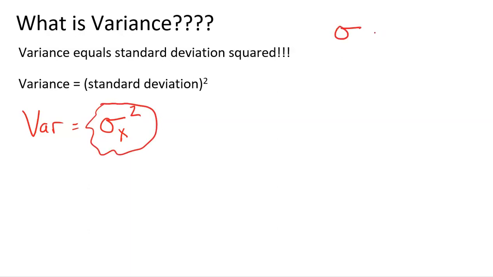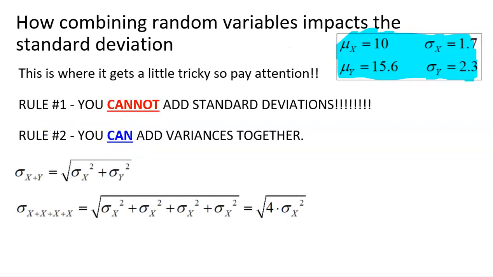Sigma is the standard deviation symbol. Sigma squared is our symbol for variance, literally just the standard deviation squared. So I'm not allowed to add 2 standard deviations together, but I can add 2 variances together. If I want to find the standard deviation of X plus Y, combining X and Y, where the total is 25.6 but that number could deviate, I can't add the standard deviations. Do not add 1.7 plus 2.3. You have to add their variances.